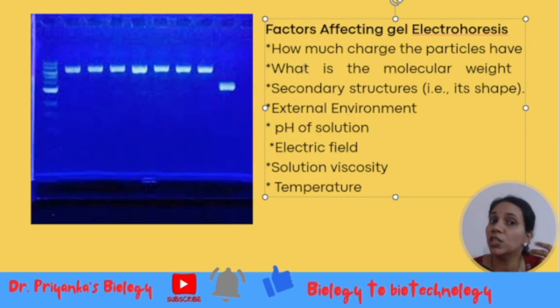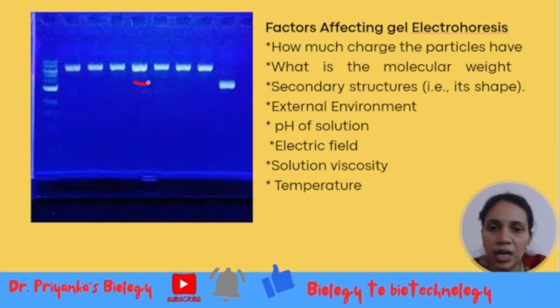Because if your temperature is very high, it is going to melt the gel and we will get something called the smiling effect. These wells, what you see here, are like lines, right? So rather than that, we will start getting a smile. So it is called a smiling effect. It occurs when your temperature is higher or your entire system is heated more because of the electric charge that you have passed.